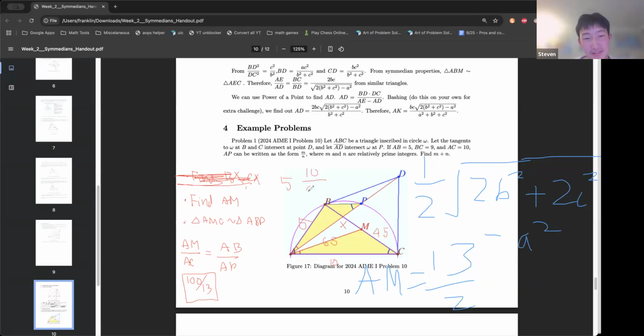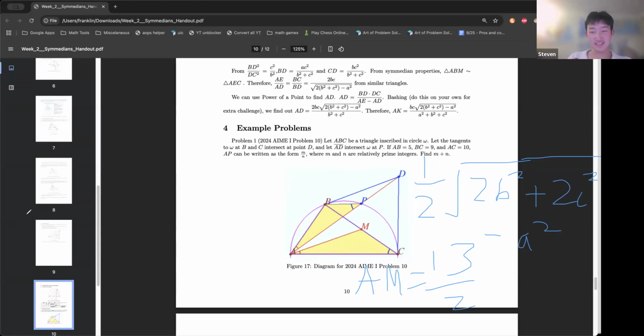So do you want to try to resolve this? Okay. Then AM over AC equals 13 over 20, and then you multiply 20 over 13 by 5, so you get 100 over 13. Okay, great. And do not forget that in the final answer you're going to put 113.